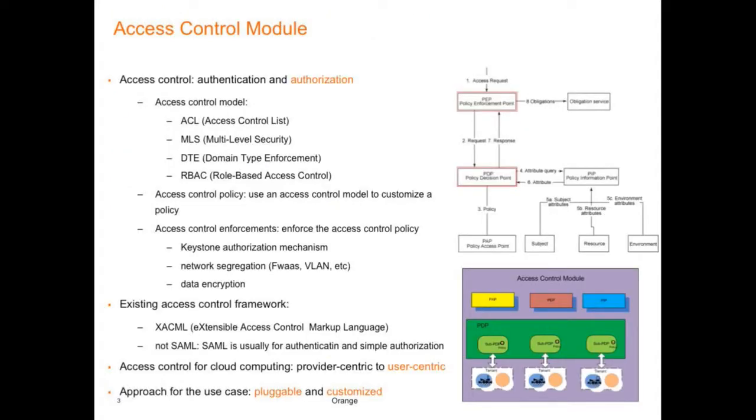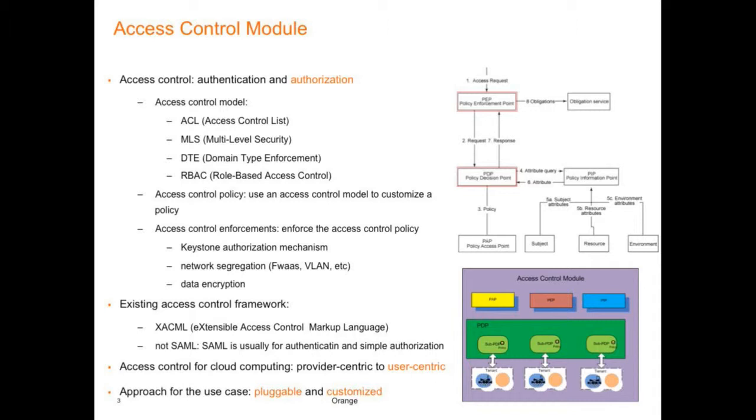For those who don't really understand what access control modules are, I just have a brief introduction. Access control modules usually contain several parts. The first is an access control model. Usually, for example, in Linux, we have ACL, MLS, DTE, or role-based access control models. And based on one access control model, we can define our access control policies. For example, an administrator of the customer can use role-based access control to define different roles and assign different privileges to these roles.